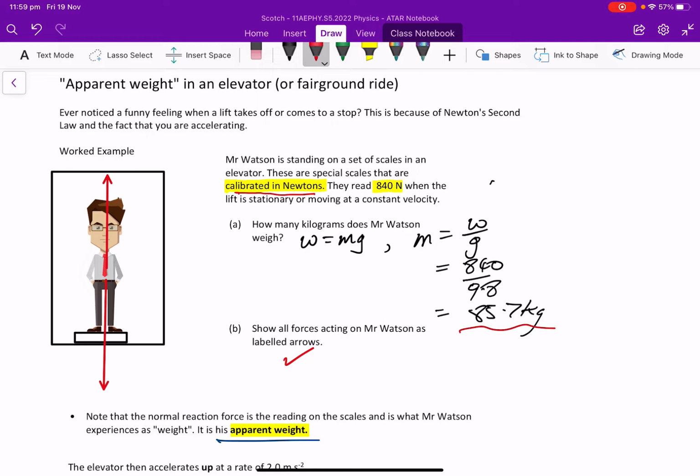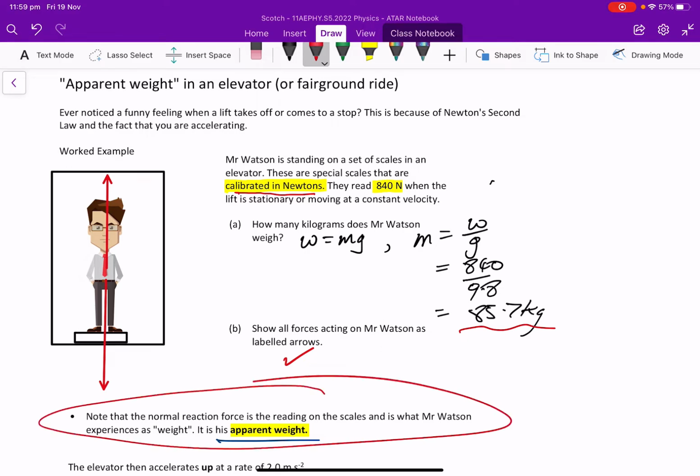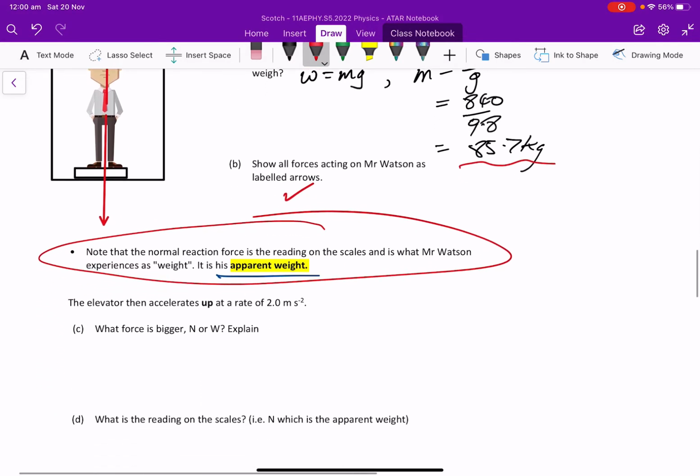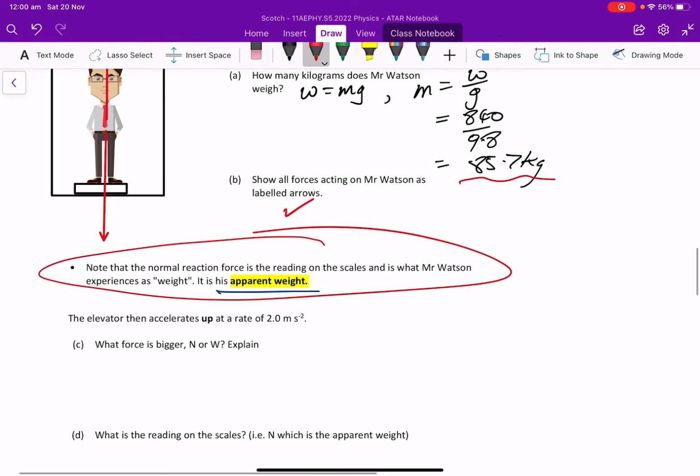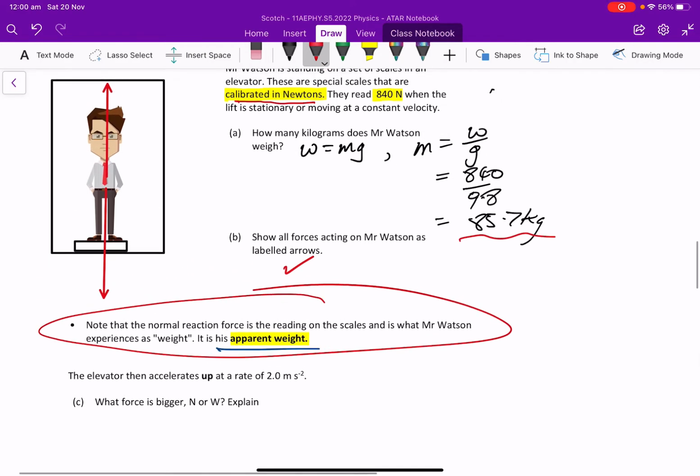Now note that this normal reaction force is the reading on the scales and is what Mr. Watson experiences as his apparent weight. Okay, so if I'm accelerating up, it's going to read a bit more and I'll feel a bit heavier. If it's accelerating down, it's going to read a bit less and I'll feel a bit lighter. Okay, the elevator then accelerates up at a rate of 2. What force is bigger now, N or W? Well, clearly, if it's accelerating up, N must be bigger.